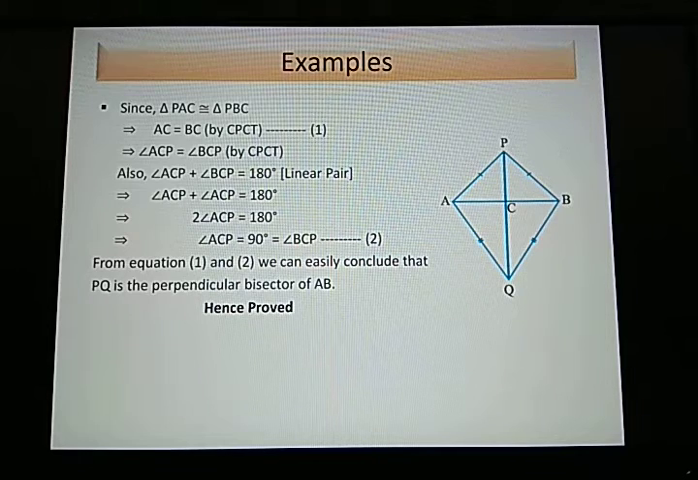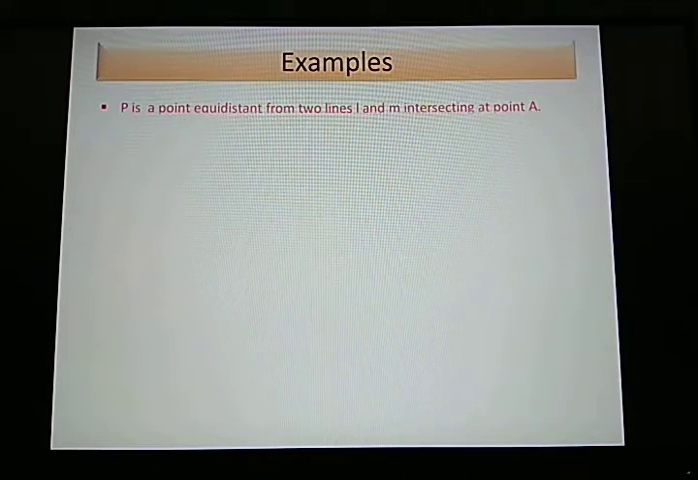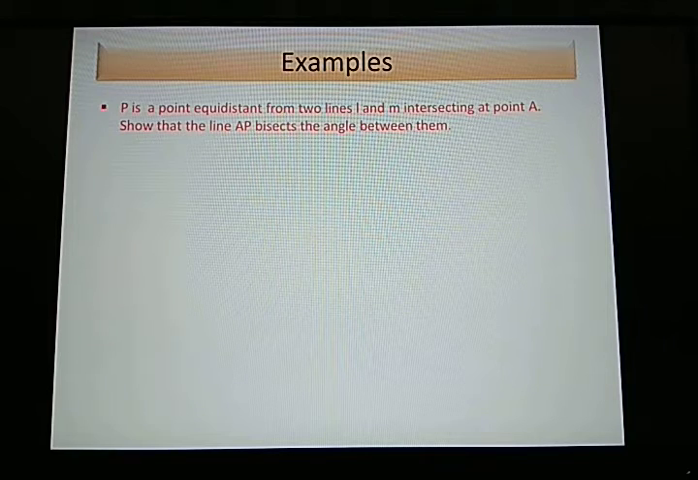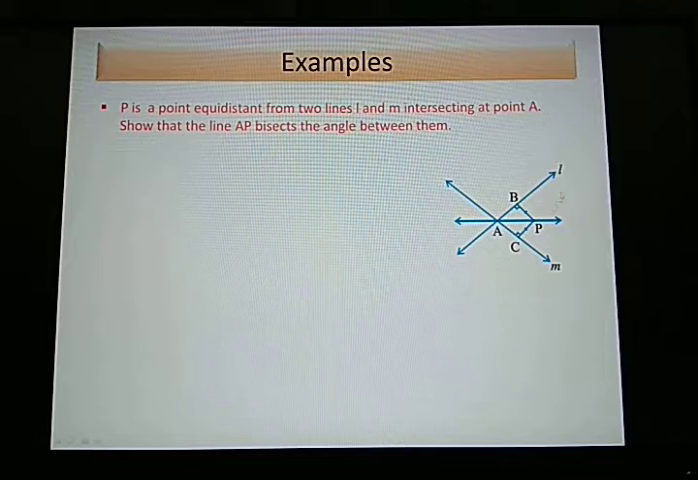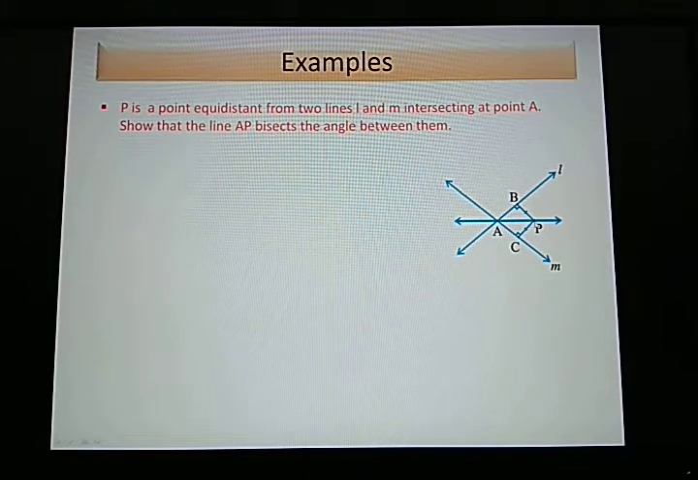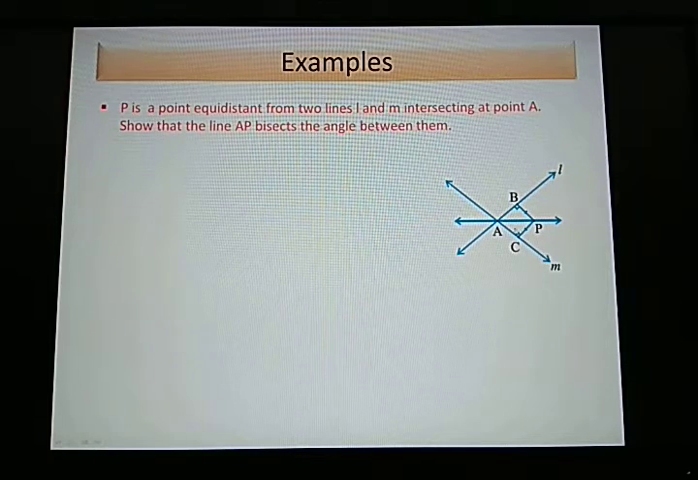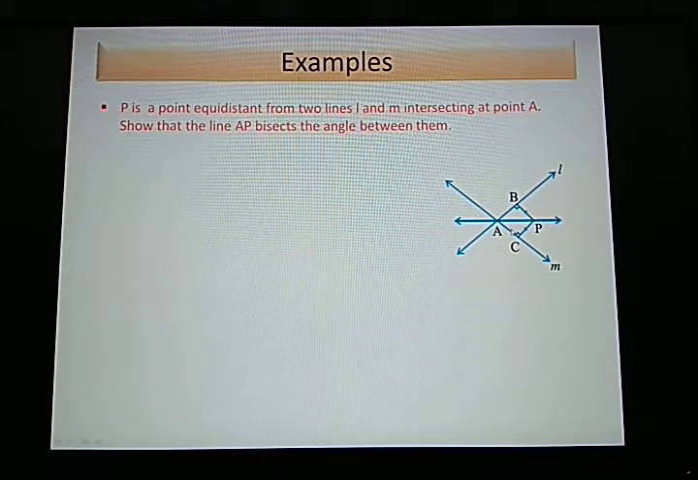Now let us move on to another example. P is a point equidistant from two lines L and M intersecting at point A. Show that the line AP bisects the angle between them. So we have to show that AP is the angle bisector. So let us see the figure. As you can see, L and M are two lines intersecting at a point A. PB is perpendicular to line L and PC is perpendicular to line M. Now we have to show that angle PAB is equal to angle PAC. We need to prove that PA is the angle bisector. Clear?